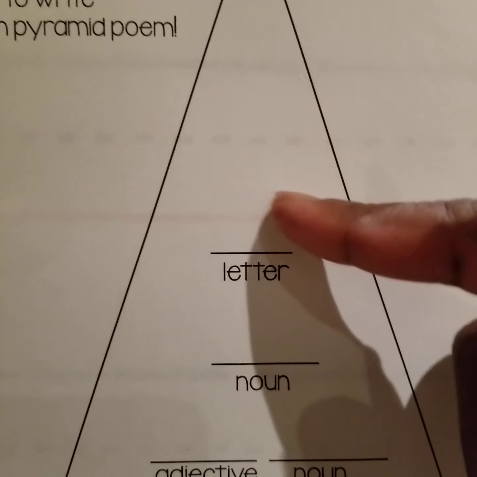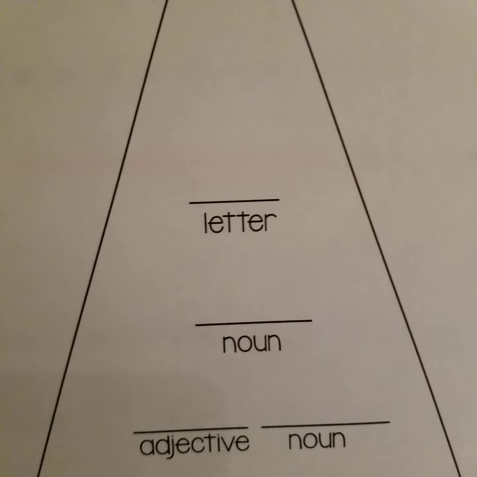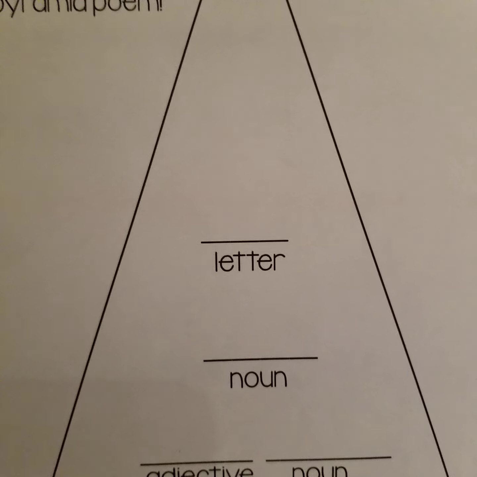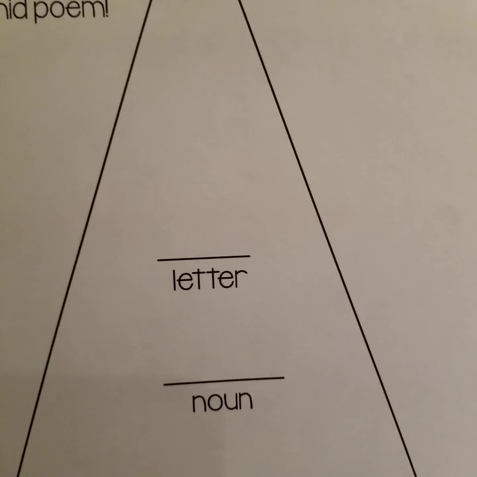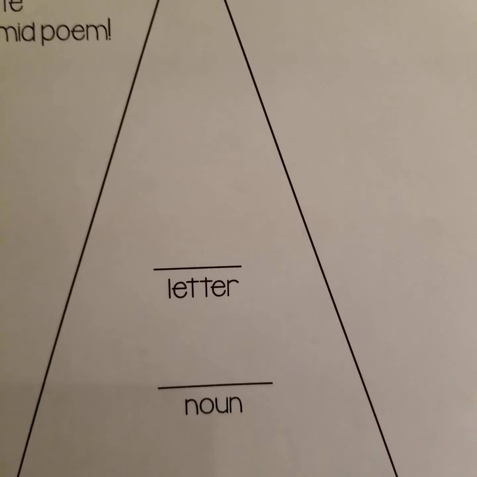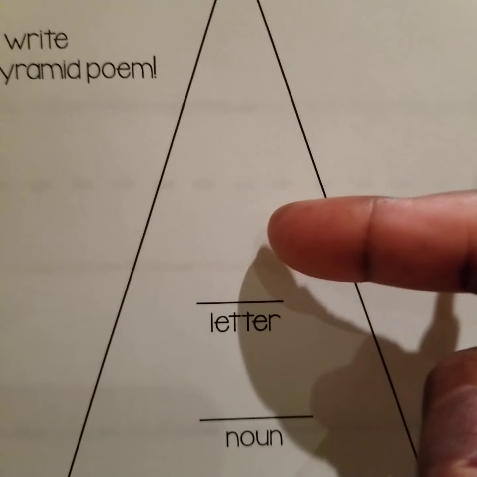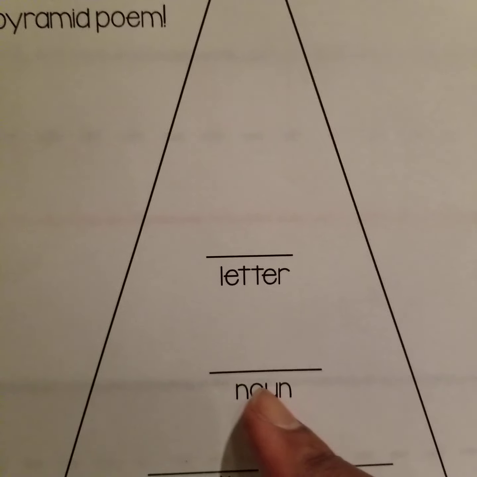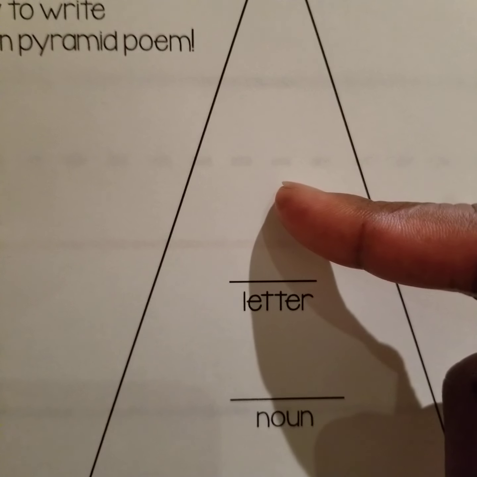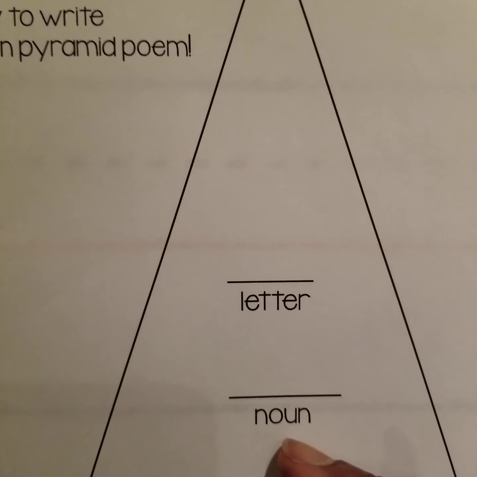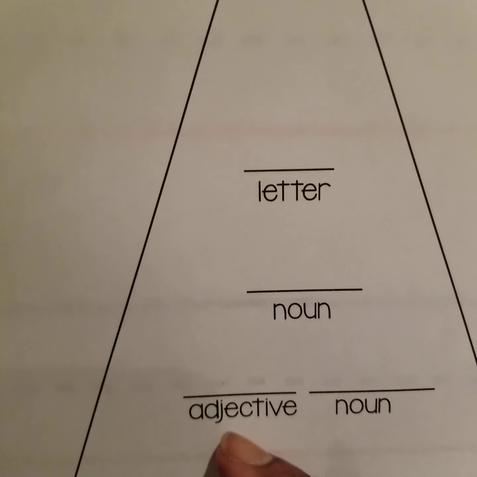So in our very top one, we pick a letter. You want to pick a letter that's easy to make words from because all of your words have to begin with whatever letter you put up here. Okay? Now, the next thing you're going to put is the noun. And whatever letter you put, your noun has to start with that letter as well. Then on the next line, you're going to put an adjective.